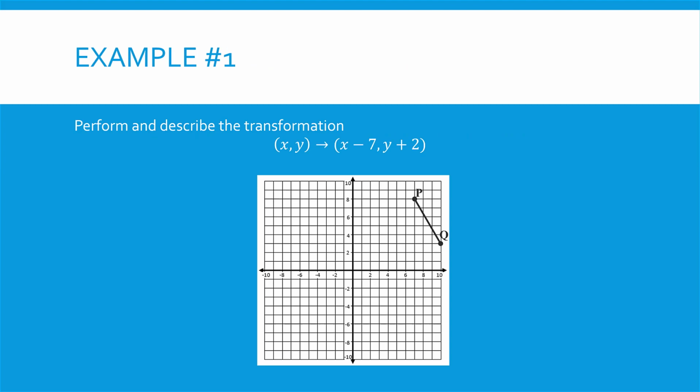So let's try this on our own. Perform and describe the transformation. Well, we know that this is a translation because that's what we're looking at today. But let's start off with graphing it first and actually performing it, and then we can describe it. What I'm going to do first is list out the coordinate points of P and Q. P would be 7, 8, and Q 10, 3.